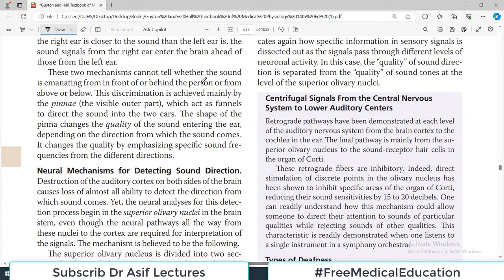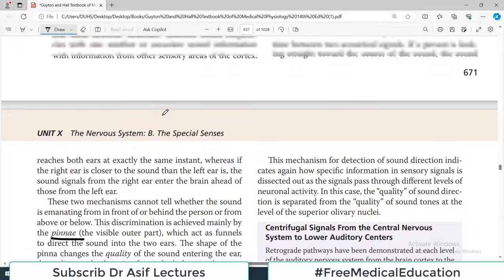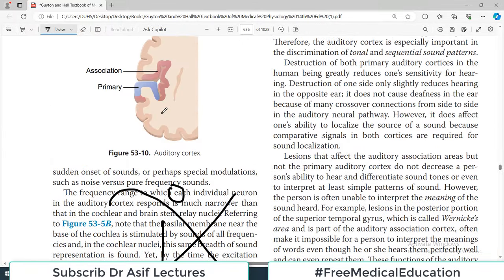The two mechanisms cannot tell whether the sound is emanating from in front or behind the person or from above or below. That discrimination is achieved mainly by the pinna, which acts as a funnel which directs the sound. Come on, yaar, ye aasan si cheez ko mushkil karne wali baat hai.